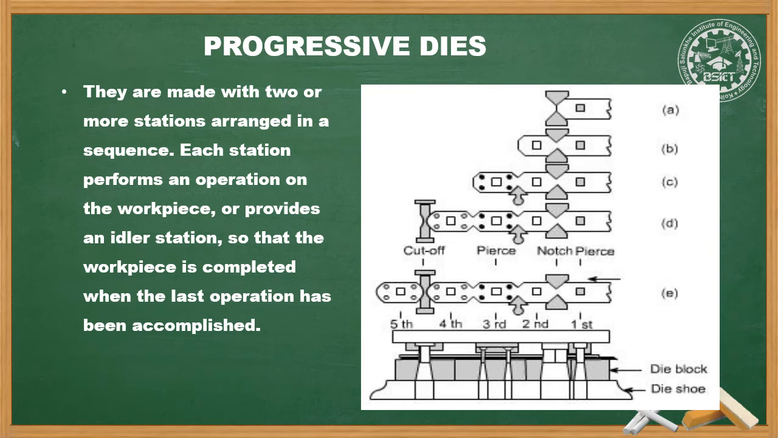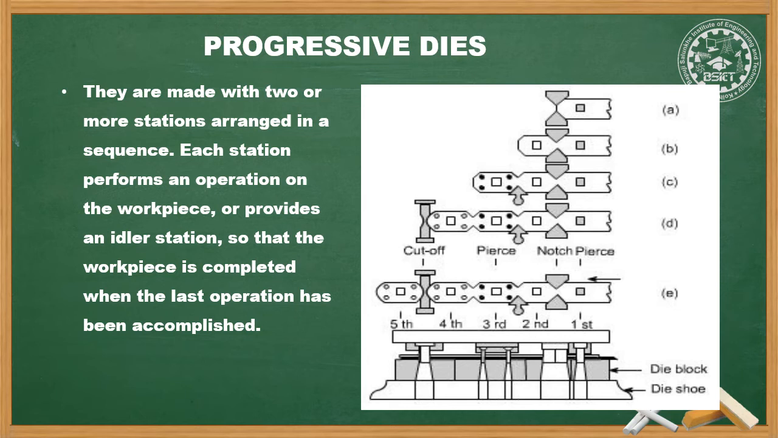The figure below shows a four-station progressive die. The die block is made up of four pieces and fastened to the die shoe. This permits easy replacement of broken or worn out die blocks. The stock is fed from the right and registers against a finger stop, not shown in the figure.